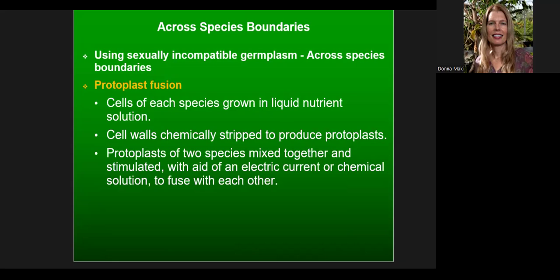You usually have to encourage it with either a chemical like polyethylene glycol or that electroporation idea, but then they fuse. And so then it's like, okay, what do you do? And then if you can get the technique down, you can encourage those two cells that fused to go ahead and grow into a plant. So hybrid fusion is the technical term for that. So hybrid fusion means you've taken protoplasts from two different species.